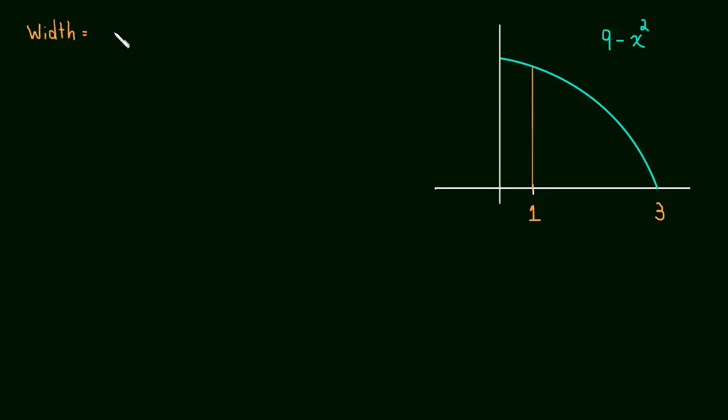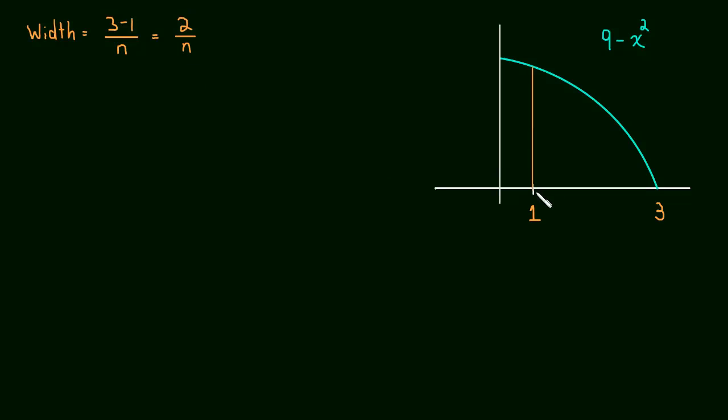So the width is just going to be the total length of the interval, in this case 3 minus 1, a length of 2, divided by the number of rectangles. But remember, we're going to take a limit as the number of rectangles approaches infinity, so we're just going to call that n for now, the number of rectangles, which gives us 2 over n as the width of each rectangle.